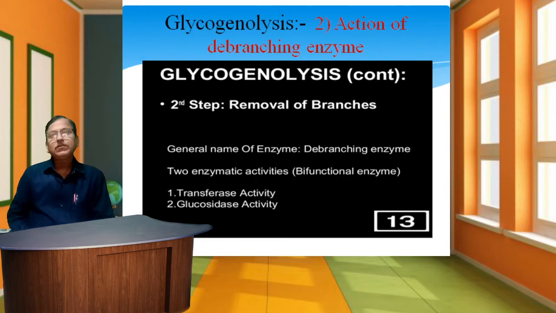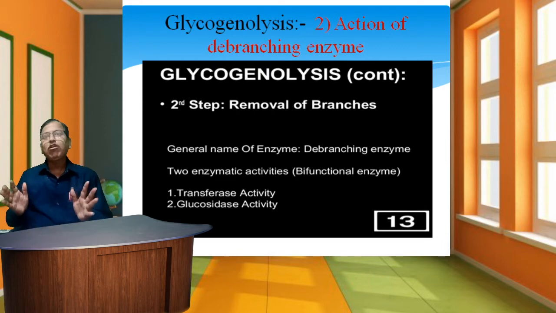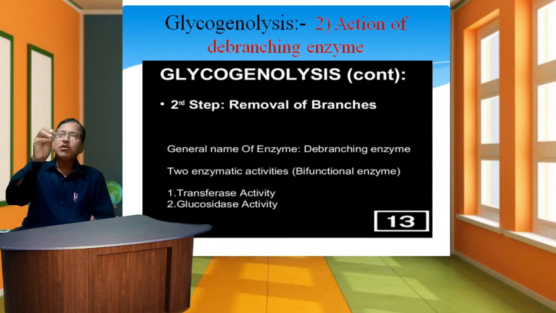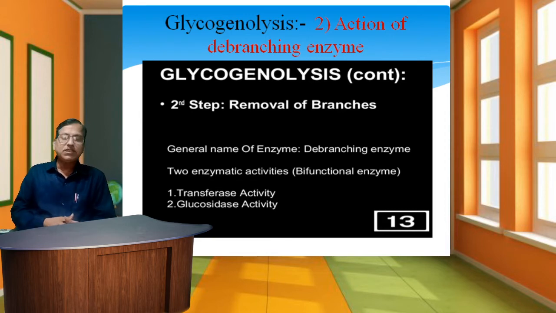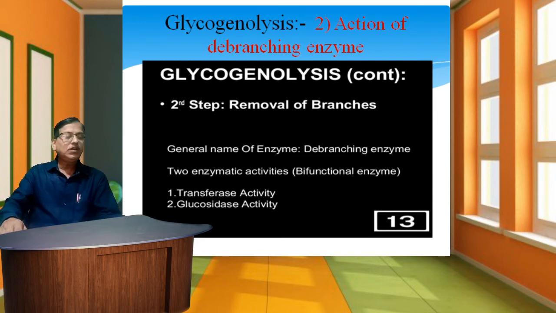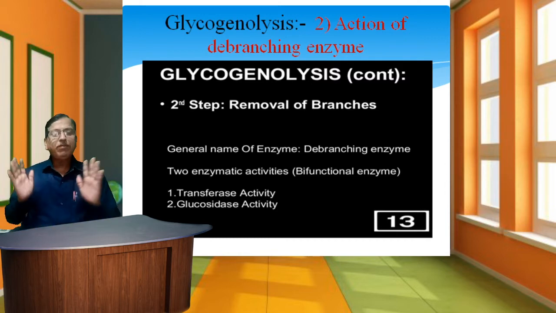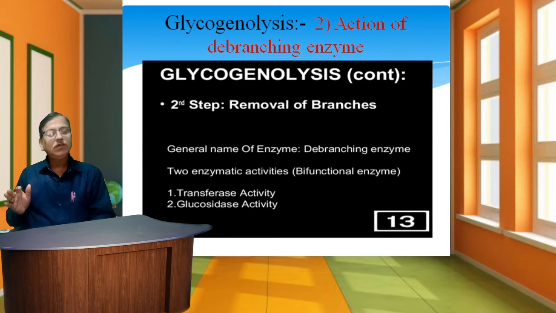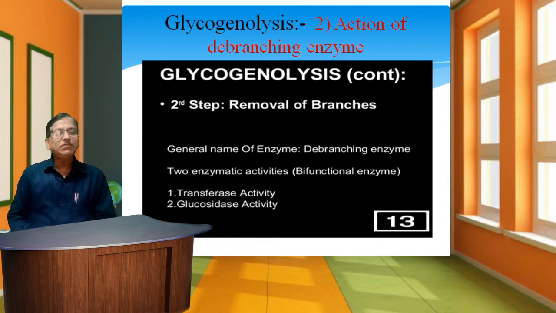In this way, the first step of glycogenolysis is completed. The second step is the action of the debranching enzyme, which is the removal of branches. The debranching enzyme plays the important role in this second step. In this step, the branches of glycogen are cleaved by 2 enzyme activities present on a single polypeptide called the debranching enzyme. Hence, it is a bifunctional enzyme.